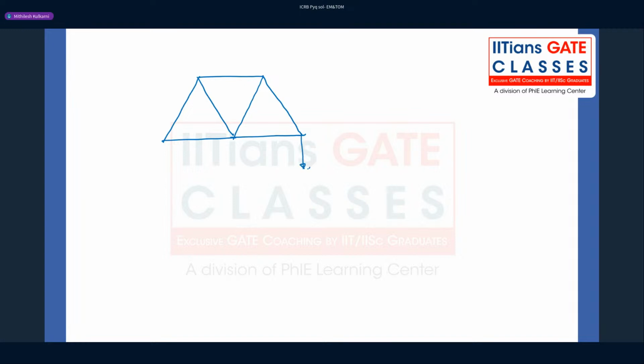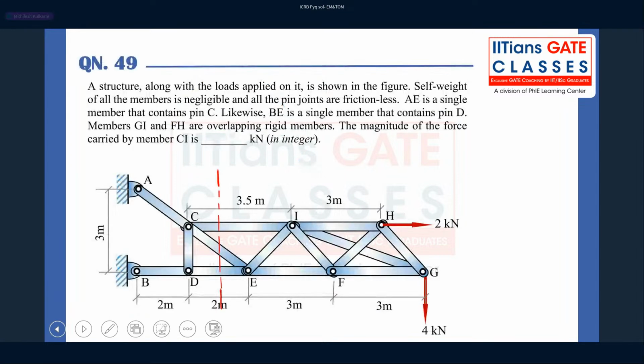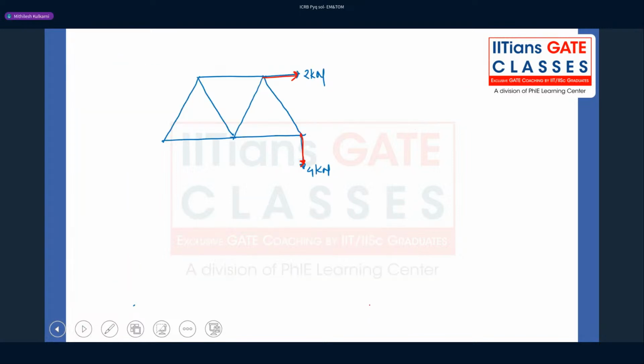Okay, so you have 4 kilonewton in a downward direction, 2 kilonewton in the rightward direction. Then we have, okay, let's write now the names first. This point is I, this point is H, this is E, this is F, and this is G. This is 3, this is also 3 meters.